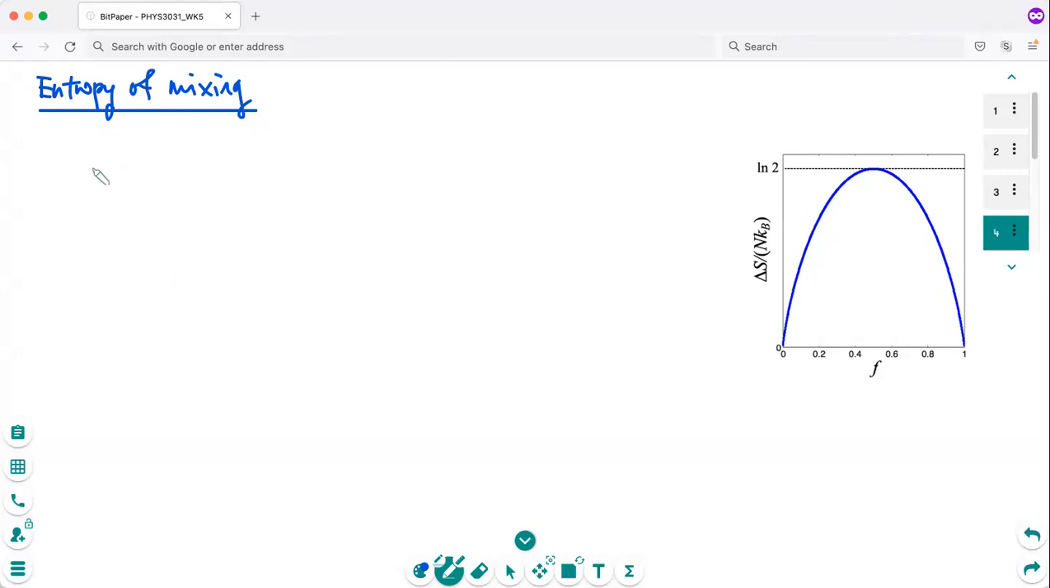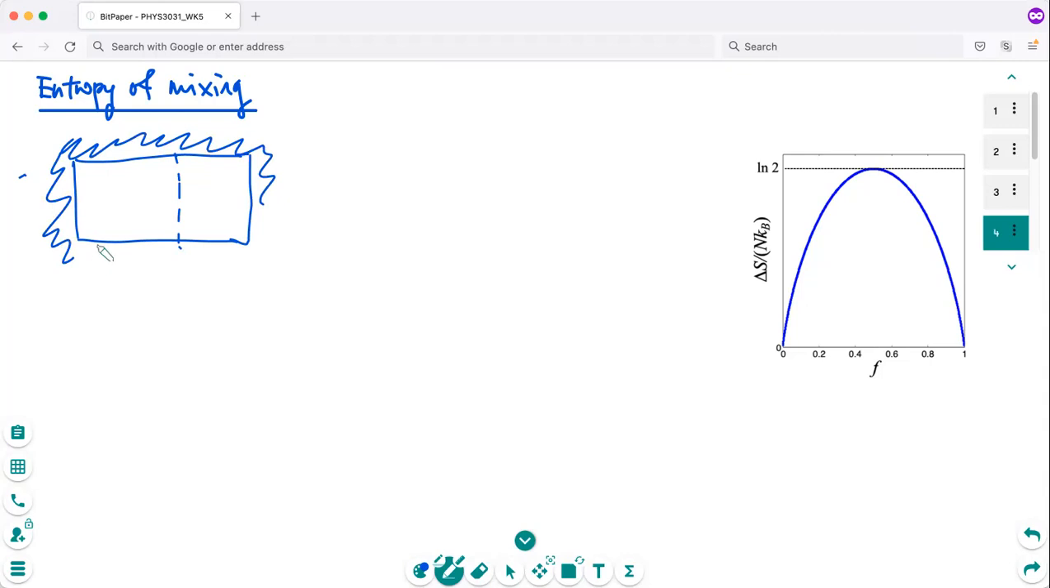But the problem is a little bit more complicated because now we are doing it this way. We have a partition like this, and then we thermally isolate this from the outside world. We put some ideal gas here. This would be like the free expansion. But in addition to this, we prepare the experiment such that we have another ideal gas on the other side of the partition.